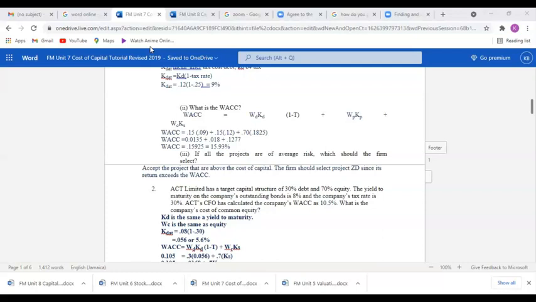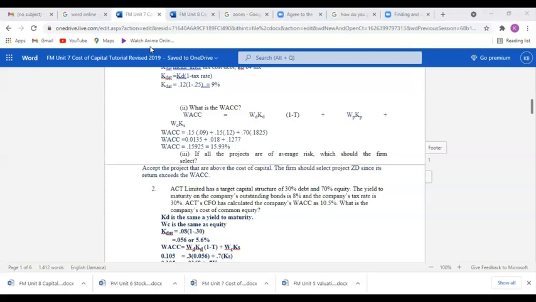0.15 (0.09) plus 0.015 (0.12) plus 0.70 (0.1825). And the WACC equals 0.0135 plus 0.018 plus 0.1277. And it gives a total of 0.15925, and that equals 15.93%. And that concludes the answer for the WACC.